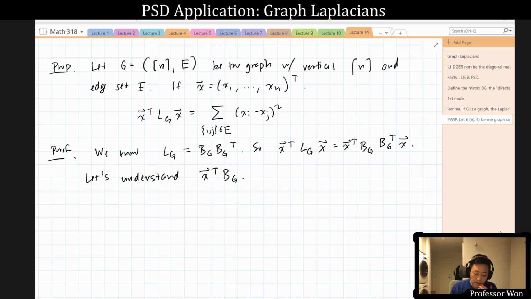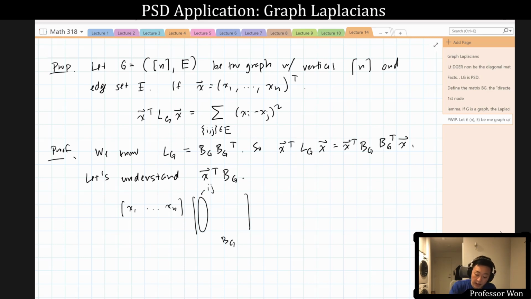Okay, now what we're going to do here is take the row vector x1 through xn, and multiply it by the matrix BG. But remember that each column of BG represents an edge, right? So the columns are indexed by edges. This will be some ij. Well, what happens in the ijth column? So ij is an edge of your graph, because that's how I constructed BG. And you'll have a 1 where the edge starts, and a -1 where the edge ends.